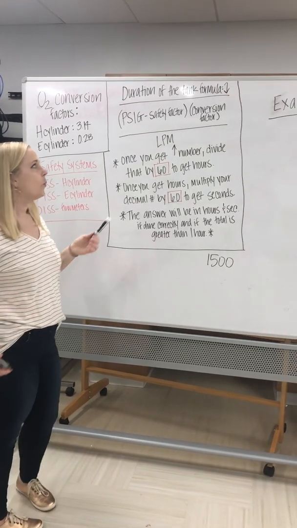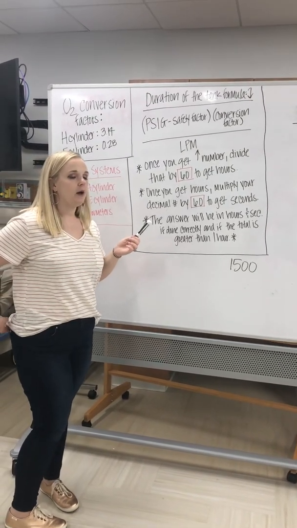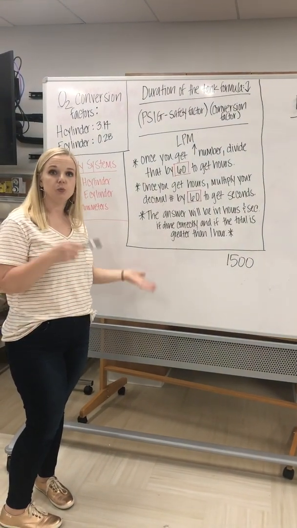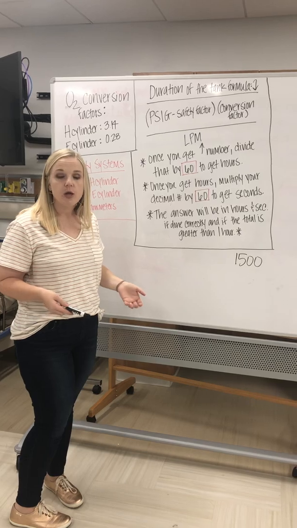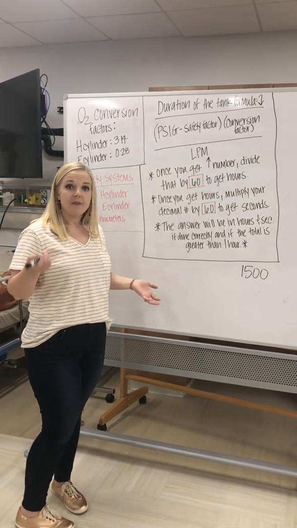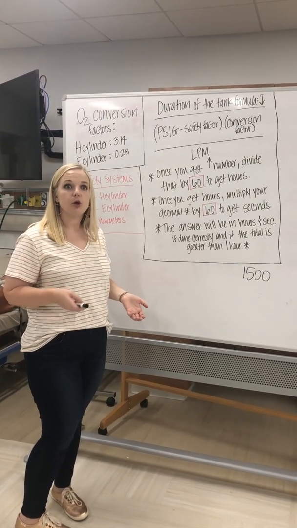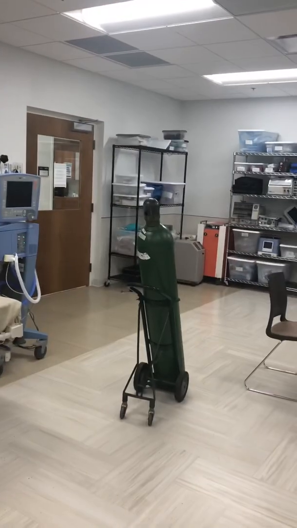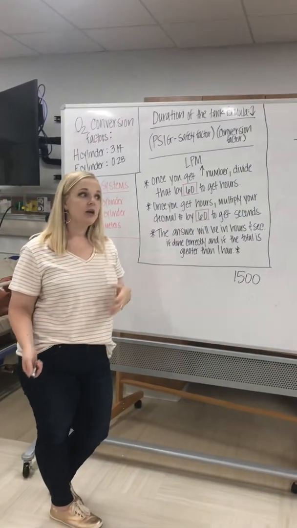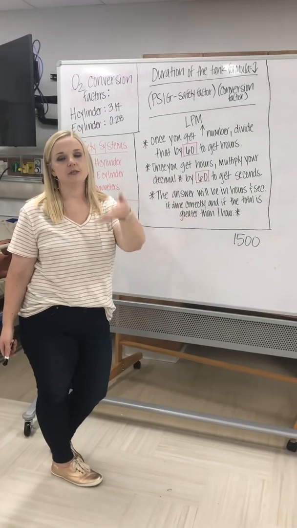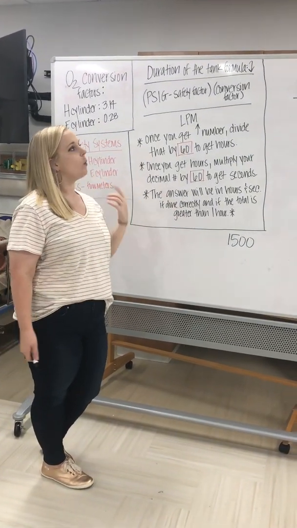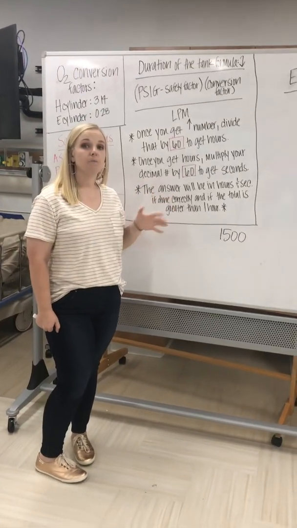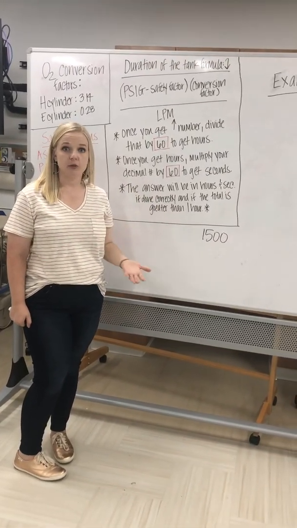So we use this duration of the tank formula to make sure that we're going to have enough oxygen to go down to whatever procedure we're going down for. If you know you're going to be down there for 4 hours, you're probably going to be using your big H cylinders versus your E cylinder tanks because you're going to have a lot more oxygen in that one versus the E cylinder. But we want to always calculate to make sure that we have the right amount before we go down because we don't want to run out of oxygen.